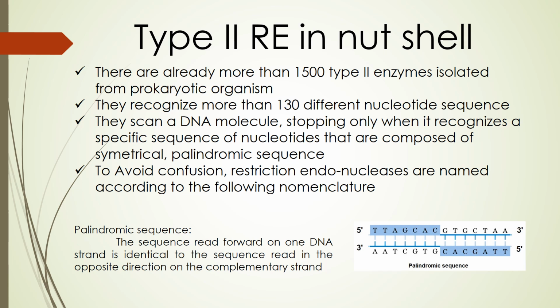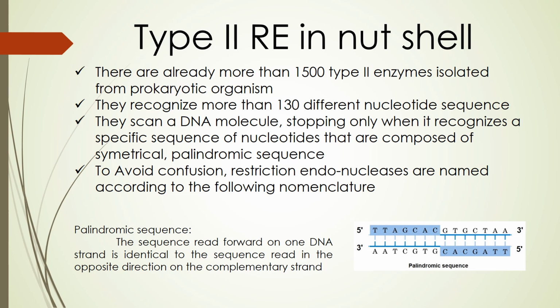And they recognize more than 130 different, unique nucleotide sequences, and they can scan a DNA molecule and stop. Their substrate is very specific, so they scan the DNA molecule and stop where they recognize their sequences and cut. They recognize their sequences by the palindromic sequences.